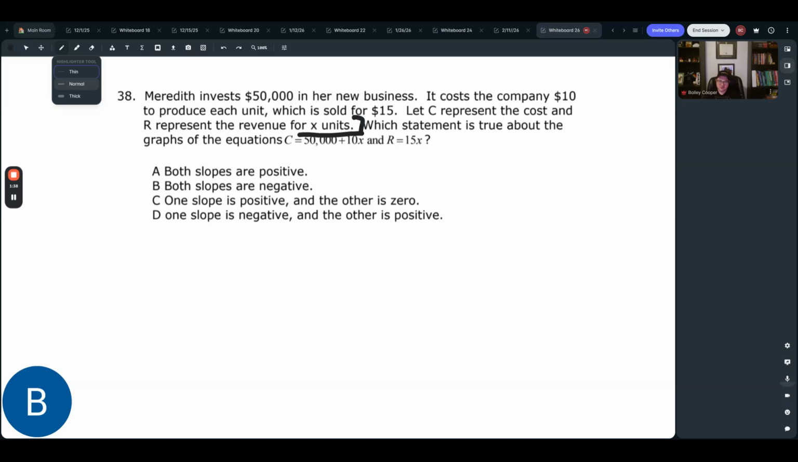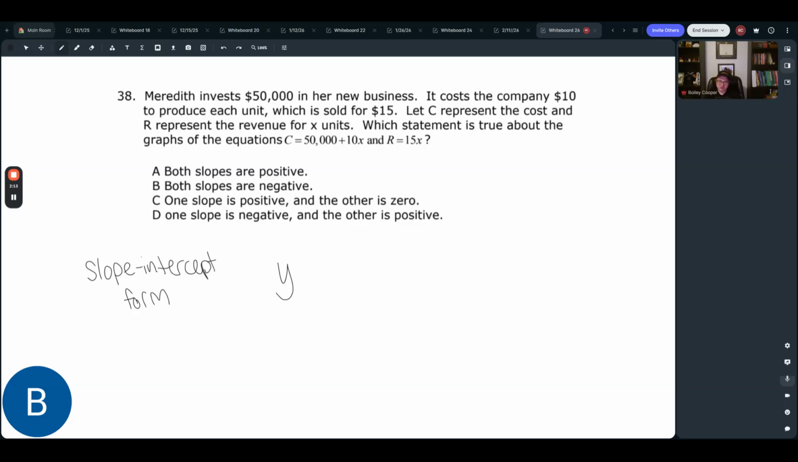None of the first three sentences really matters. That's just setting up how they got these equations. Now that we have the equations, we can just look at them and figure out what the slopes are. We don't even need to worry about all the setup. And this ends up being pretty easy because both of these equations are in slope-intercept form.